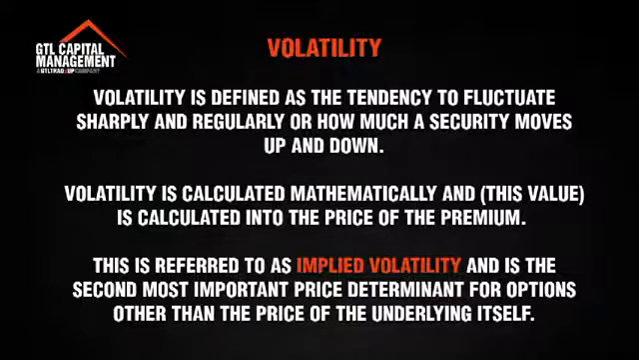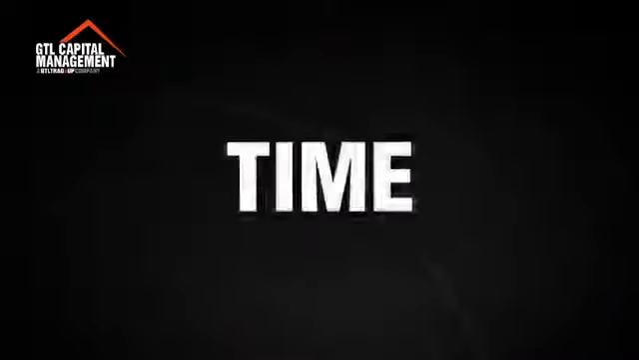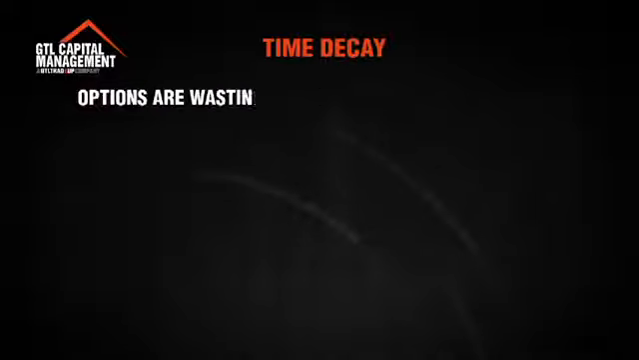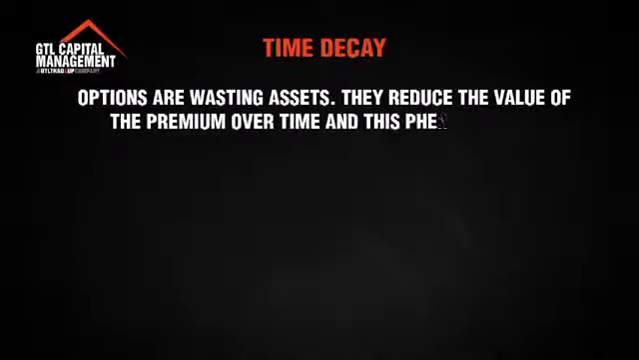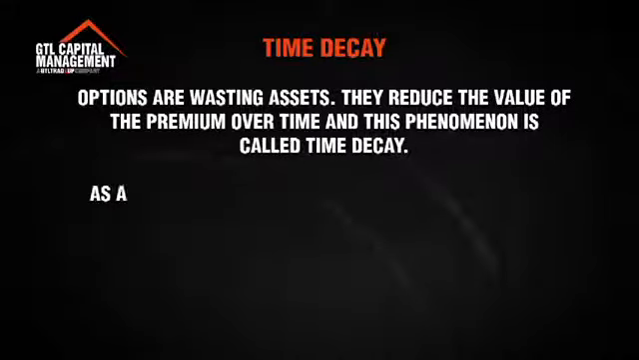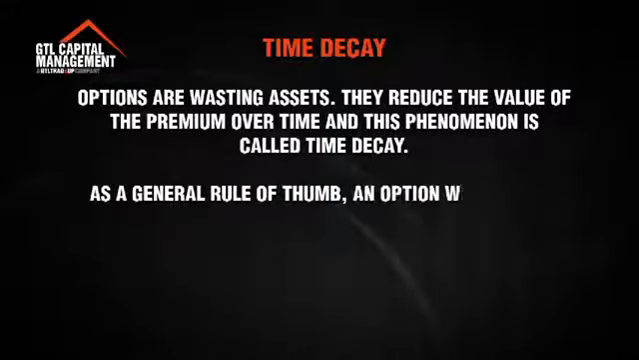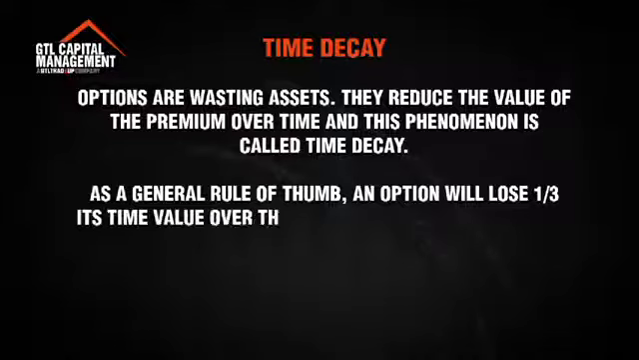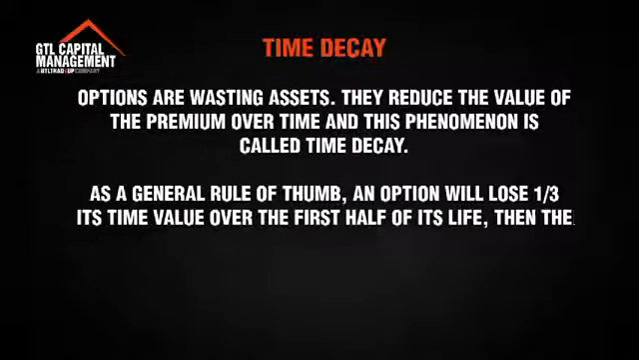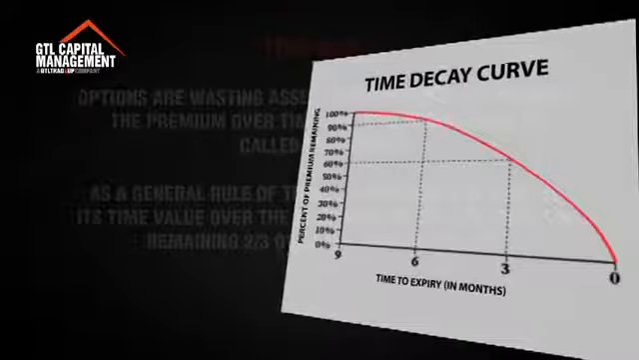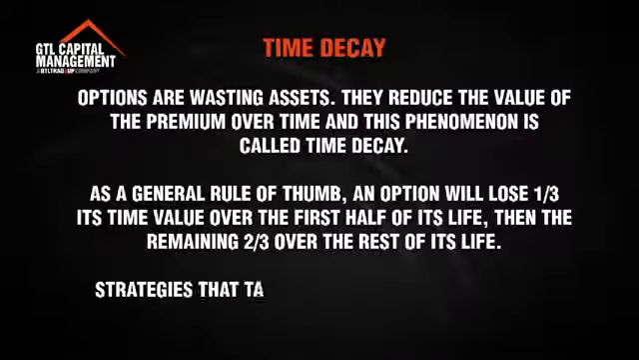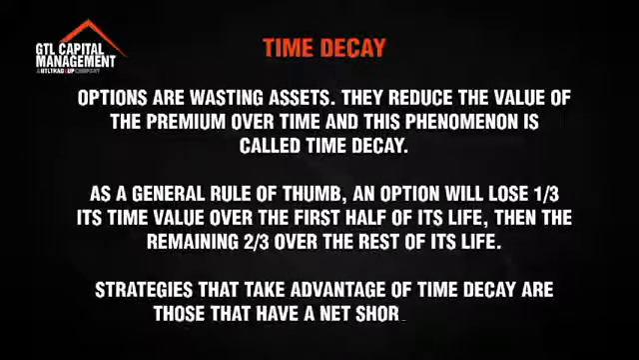Another key element to the pricing of an option is time, or more specifically, decay of time. Options are wasting assets. They reduce the value of the premium over time, and this phenomenon is called time decay. As a general rule of thumb, an option will lose 1/3 of its time value over the first half of its life, then the remaining 2/3 over the rest of its life, as the time decay curve illustrates. Strategies that take advantage of time decay are those that have a net short position.